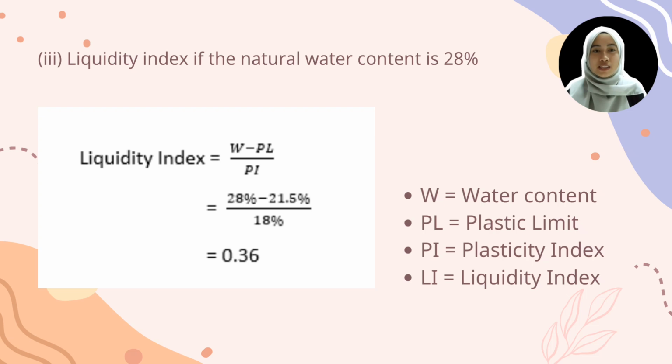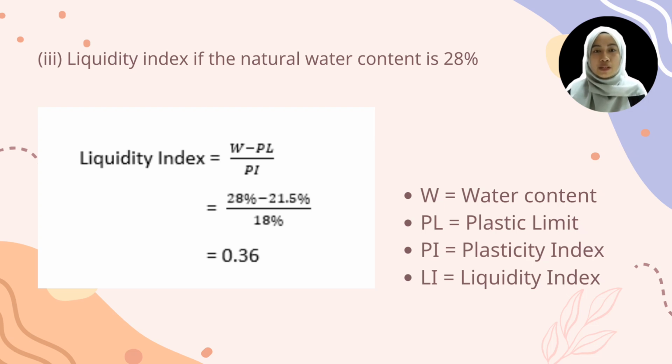For the last question is liquidity index if the natural water content is 28%. So, how to calculate the liquidity index? By using the liquidity index equation, which is W minus PL divided by PI. In this equation, W stands for water content, PL stands for plastic limit, and PI stands for plasticity index.